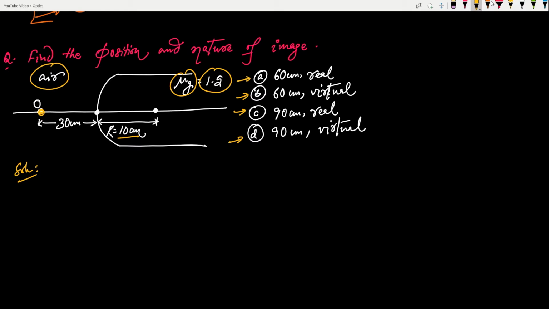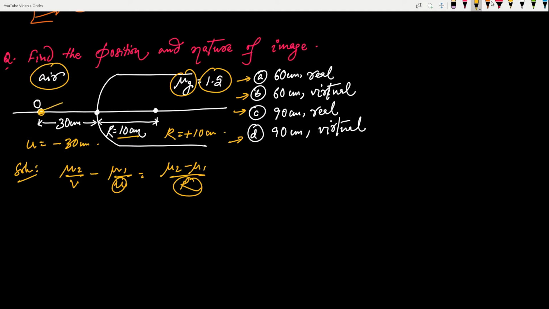So let's write out the formula, that is mu2 by V minus mu1 by U should be equal to mu2 minus mu1 divided by R. Now I told you that U, R, these values should be put with proper sign. So if you look into this figure, then we know that U here is actually minus 30 centimeter and R will be plus 10 centimeter, because the ray will move in this direction. Therefore this direction should be taken as positive and the opposite direction should be taken as negative, and this is the pole and the measurement should be done from the pole. I hope this much is clear. Now just put the value and you'll get the result.